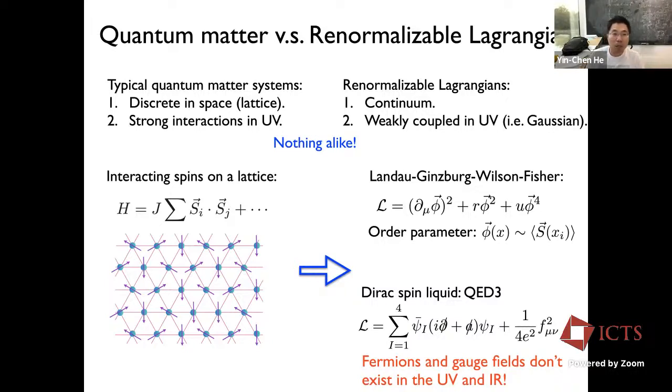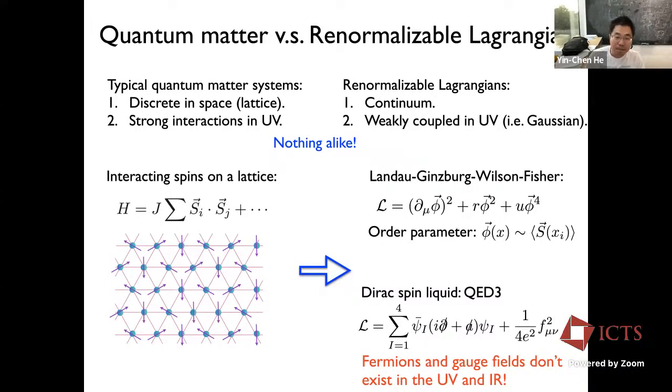But if you compare that with the condensed matter systems we are studying, it's quite opposite. For most cases, we're dealing with discrete space, like a lattice. And on the lattice, we have strong interactions in the UV, right? Like we have spins interacting with each other on the lattice. They're very different from a renormalizable Lagrangian. So it's pretty amazing that two opposite setups in the UV eventually give you the same universal physics in the IR.